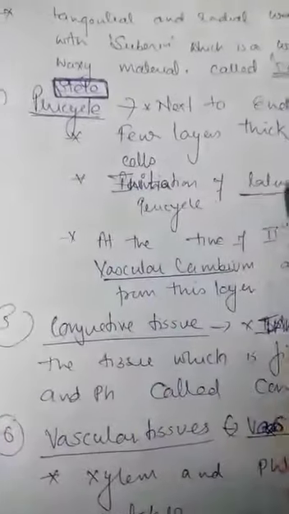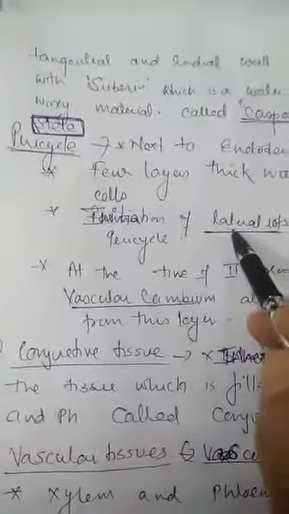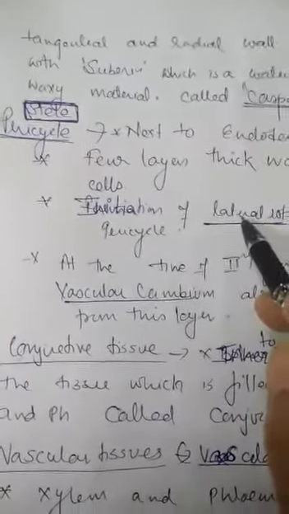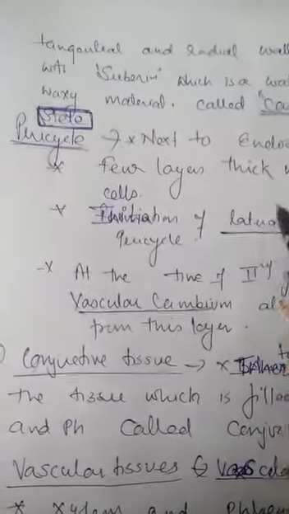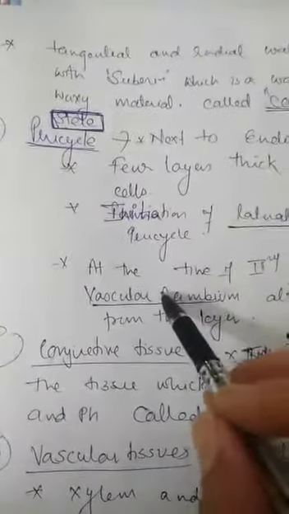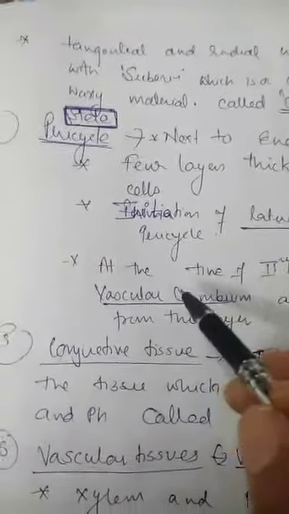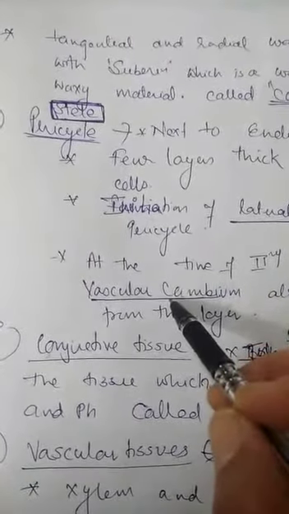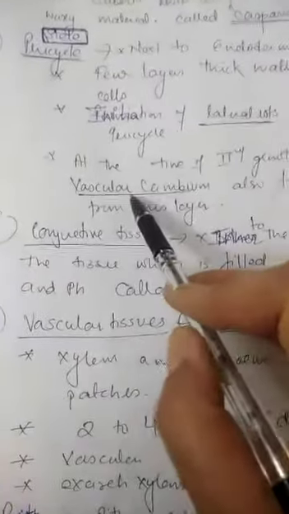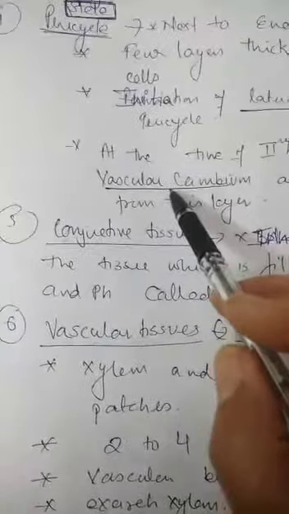One more thing: from the pericycle the lateral roots arise. This is again a question: from where does the initiation of lateral roots take place? It is from the pericycle. Secondly, at the time of secondary growth, when the plant has to increase in diameter, the formation of vascular cambium takes place. That also takes place in the pericycle itself.